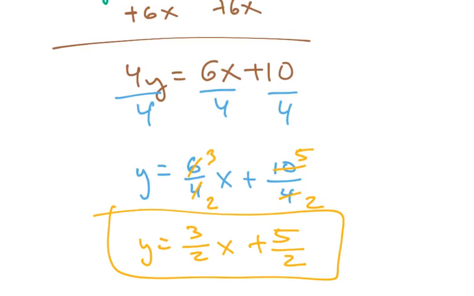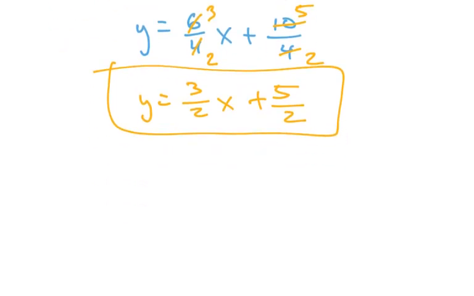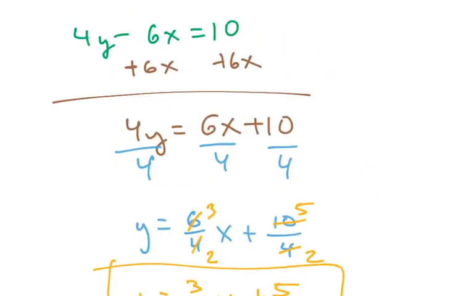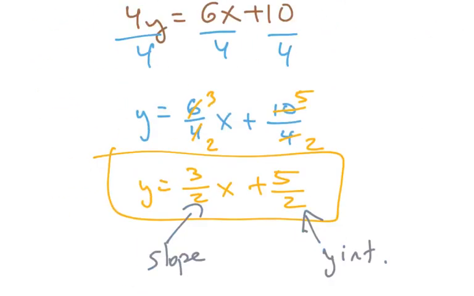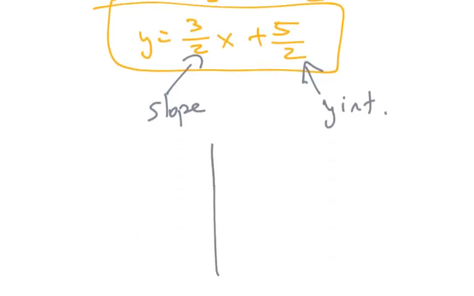Well, I want it in this form because this gives me the slope and the y-intercept, right? So when we look back here, and I wrote y equals mx plus b, m is the slope, and b is the y-intercept. So what's the significance of that? Well, I can graph it, or I can at least draw a sketch fairly easily, right?